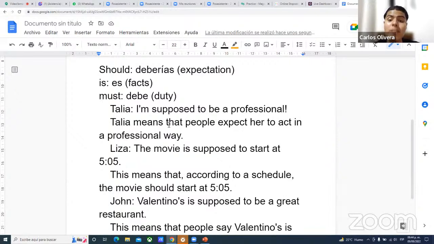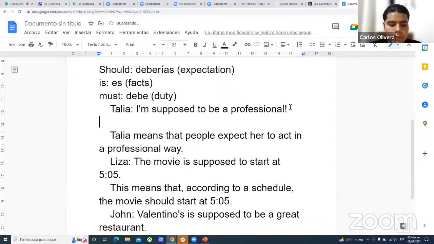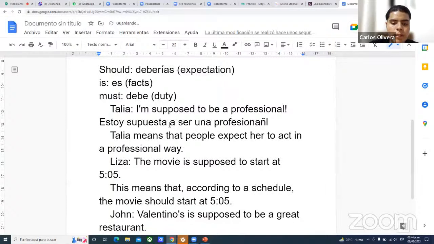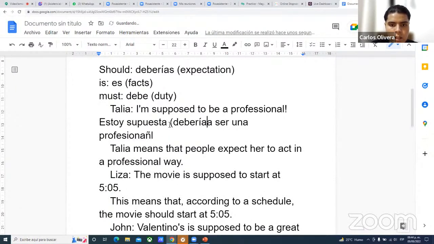Talia means that people expect her, right? She should be a professional. She should act in a professional manner. That is the meaning. In this case, estoy supuesta a ser una profesional. When I say estoy supuesta, basically it means debería. Debería ser una profesional o estoy supuesta a ser una profesional.